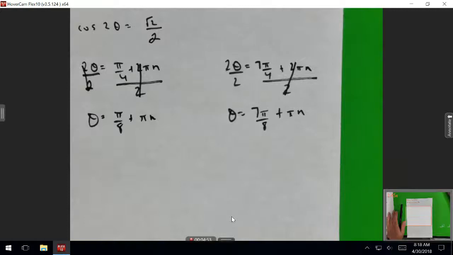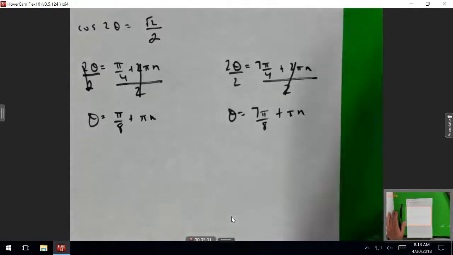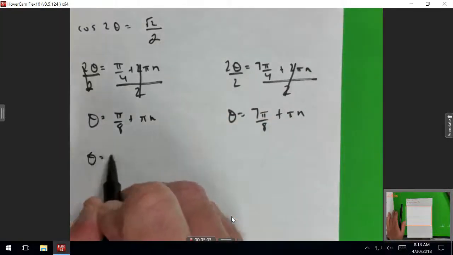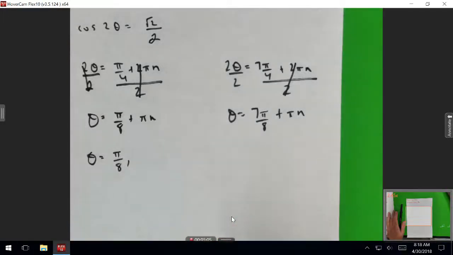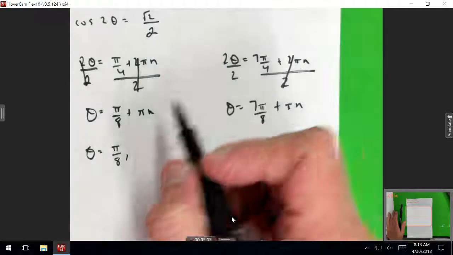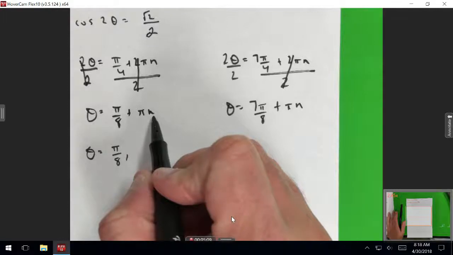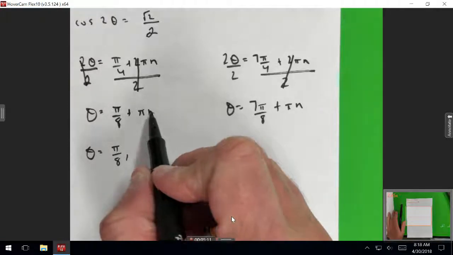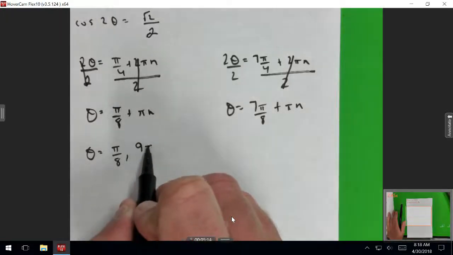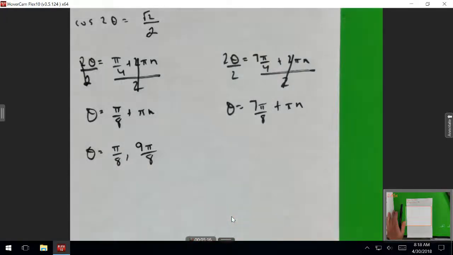And remember, then we would say let n be 0, let n be 1, and we would pick the values that would not go over 2 pi. Do y'all remember that? All right, so if I let n be 0 here, the first one's pi over what? 8. Then if I let n be 1, that would be what? 9 pi over 8. Then if I let n be 2, it's going to go over 2 pi, isn't it? So those are my two answers on that side.